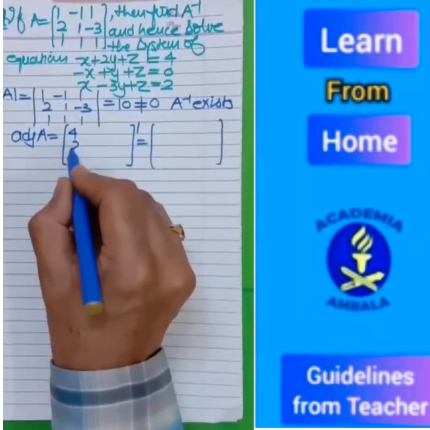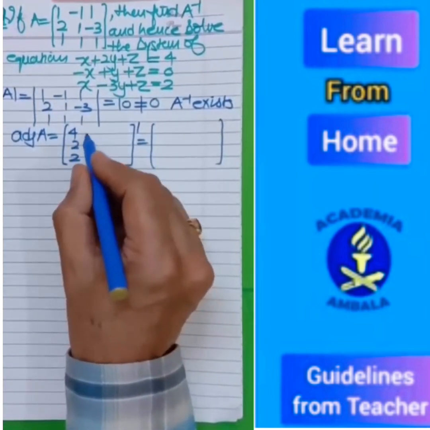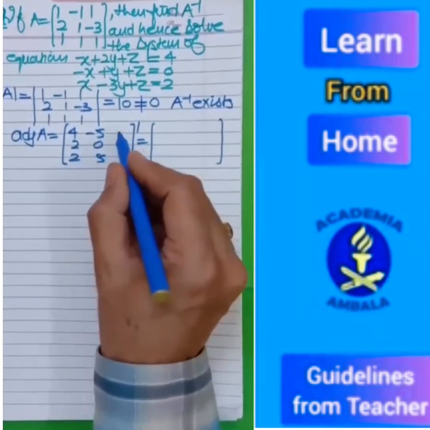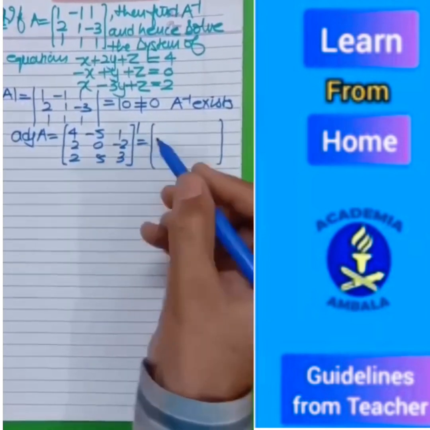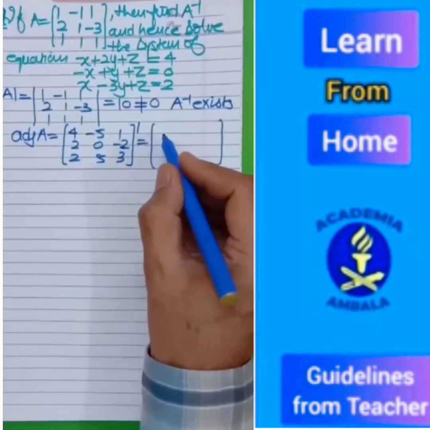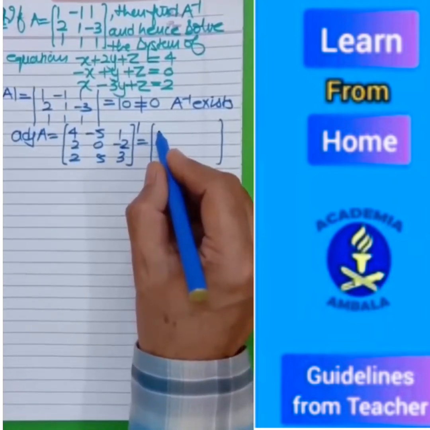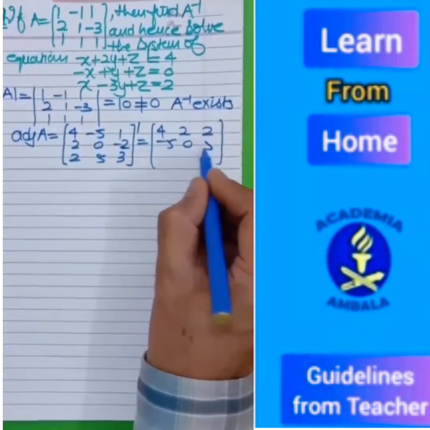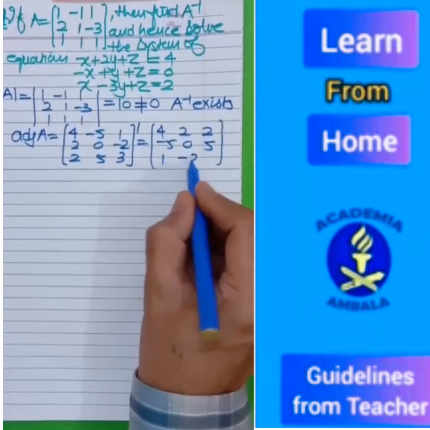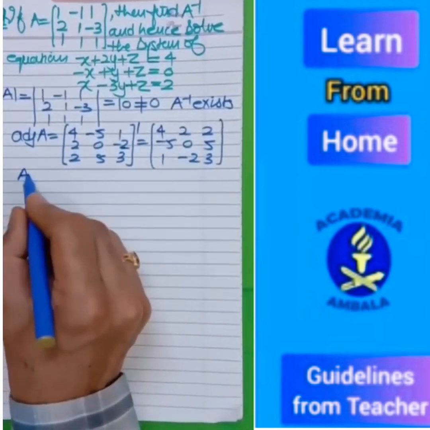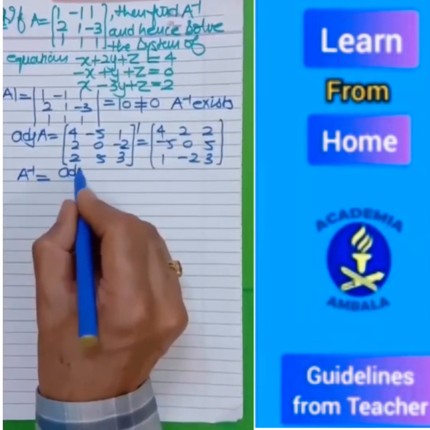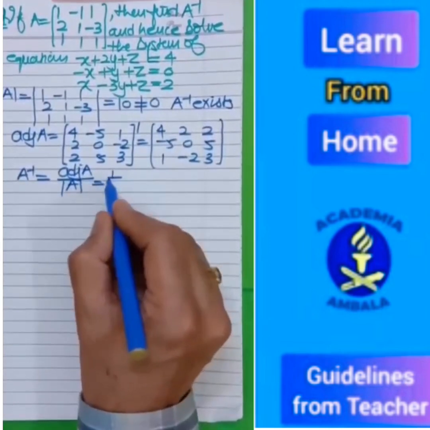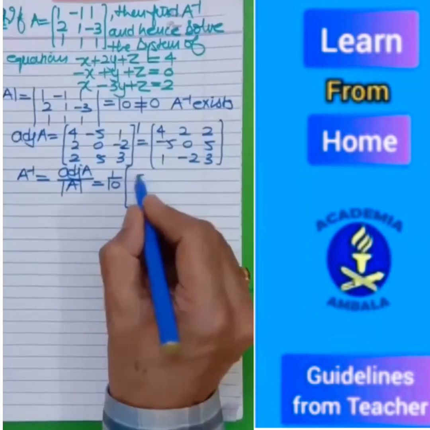The cofactors are 4, 2, 2, minus 5, 0 and 5, 1, minus 2 and 3. Corresponding to each element we can find the cofactor. By taking its transpose we are getting the adjoint. Now to calculate A inverse, as you know, the inverse can be calculated by dividing the adjoint by its determinant.